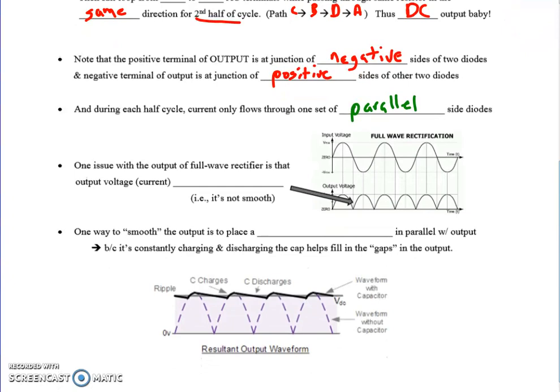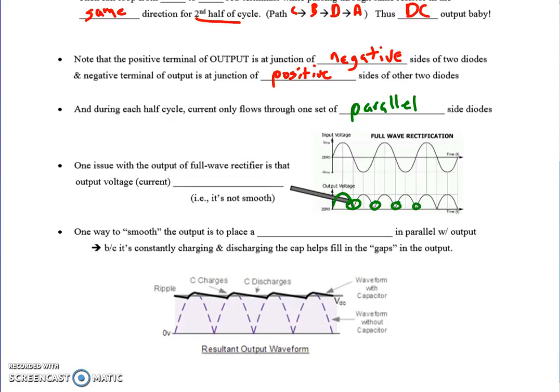Okay, last thing. One little issue with the output of a full wave rectifier is that the output voltage or the current is not smooth. I can't think of the word off the top of my head. I'll think of the word in class. In other words, if I look at this output, I get periods where there is very little current. So if you look at an oscilloscope, it kind of is wavy. It's not as smooth as we like. So we've got to address one more thing, and that is how we would smooth it.